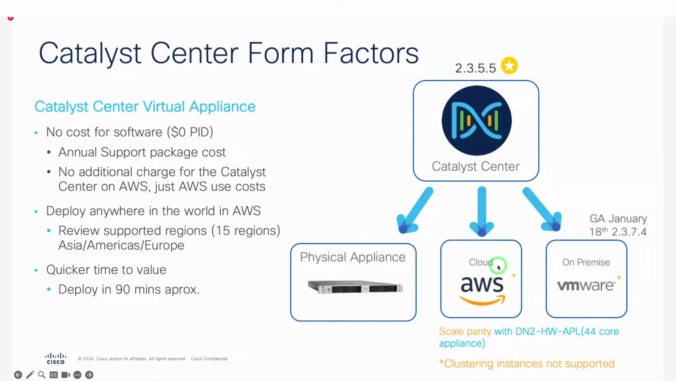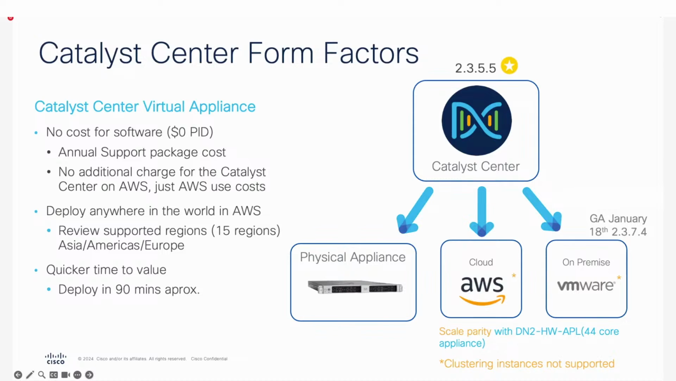We have a current recommended release for both the physical appliance and AWS, which is 2.3.5.5. So it depends on your needs, you can use either of these solutions. The virtual appliance will bring all the features and capabilities of Catalyst Center to either your ESXi infrastructure or the AWS cloud, without the need for additional hardware. So you will enjoy faster deployment and configuration, accelerating time to value.